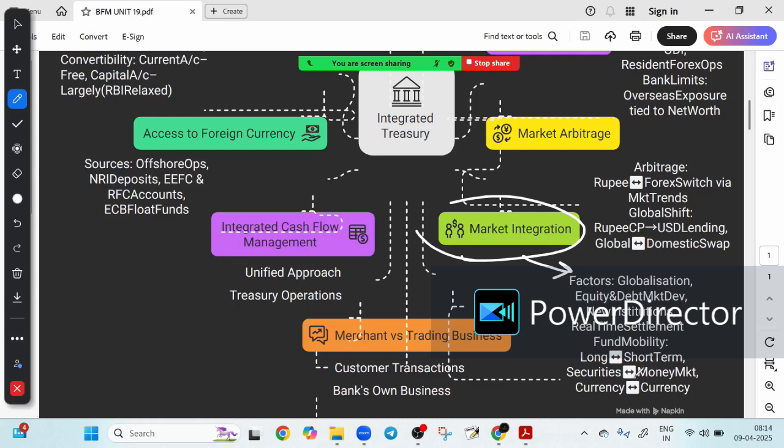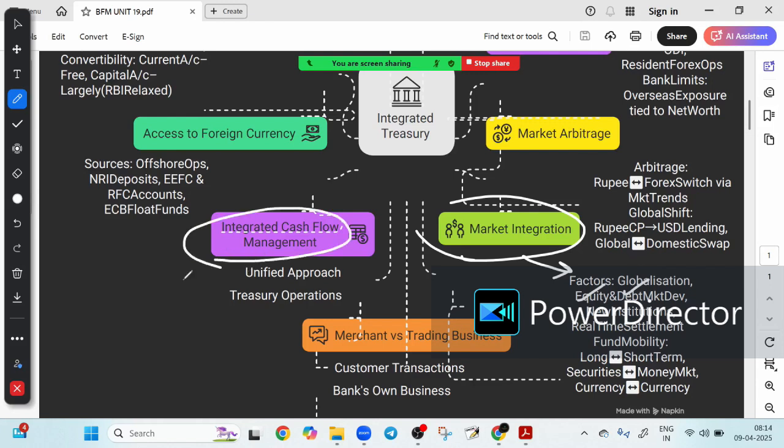This is a very important thing. It integrates everything: global liquidity market, debt market, also money market, currency exchange, long to short term funding and even security trading is integrated by the treasury. That is the point. Now friends, if you look at the integrated cash flow management, as you can see here, no more silos, no more isolation, right?